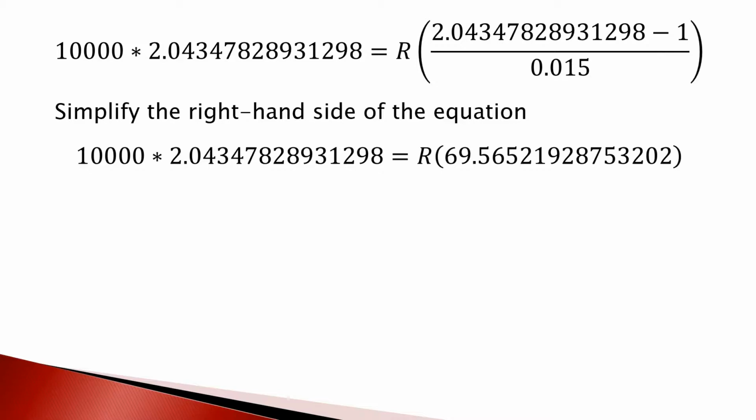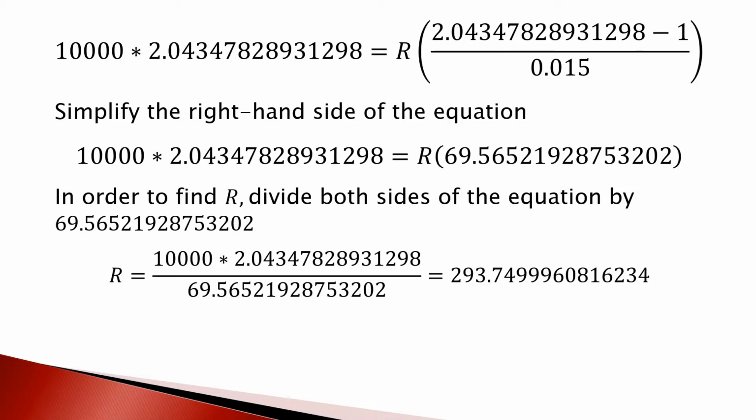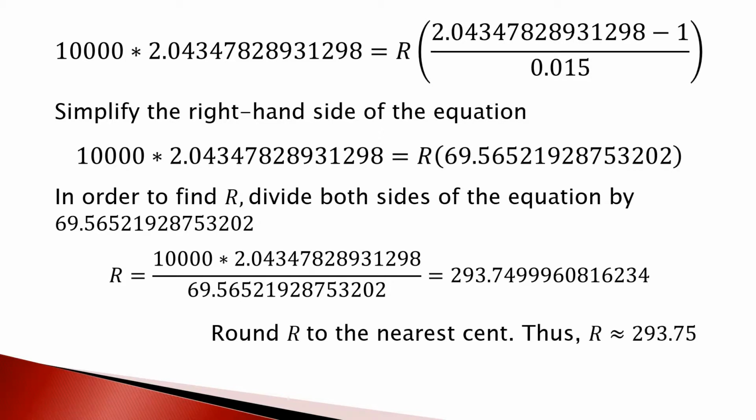Now, don't forget that we're looking for capital R. How can we find it? You need to divide both sides of this equation by the number attached to big R, which is 69.565 and so on. After dividing through by 69.5652 and so on, your R will be 293.74999. At this point, you can round to the nearest cent. Therefore, your monthly payment is going to be $293.75.